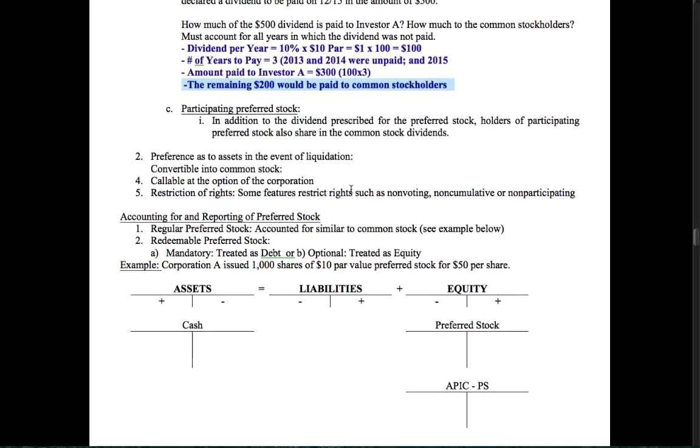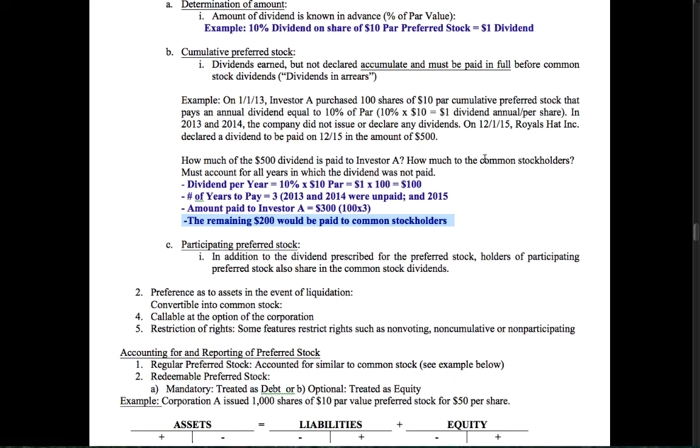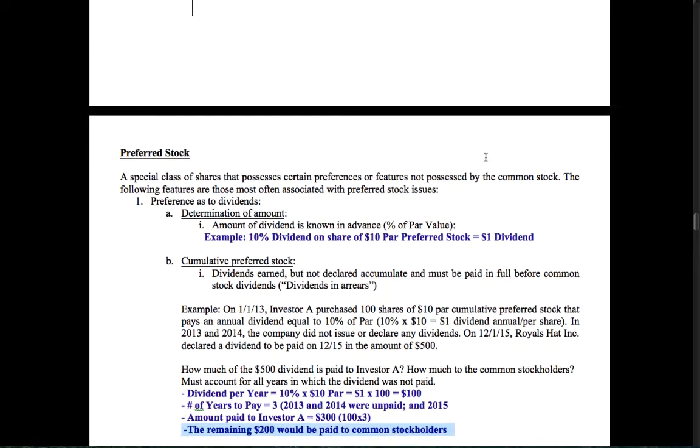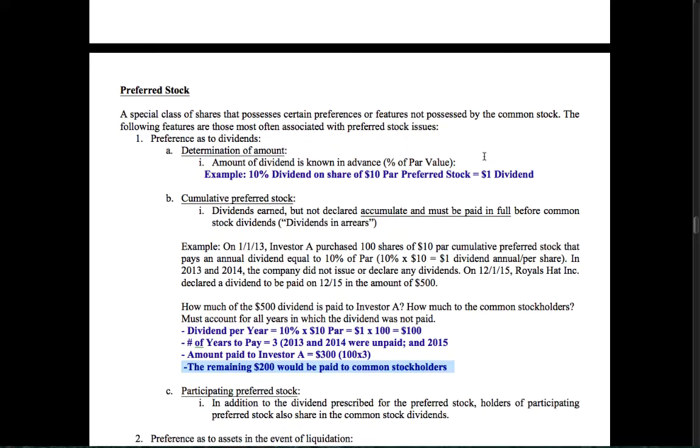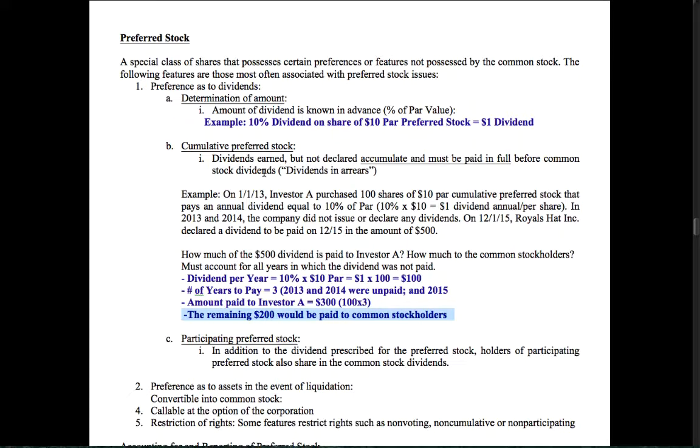A few other things I just want to highlight real quick in terms of the preference as to dividends we just discussed. Make sure that you can calculate the amount of the dividend, given that it may not say this in the example. It may just say essentially this, and you need to know that you need to calculate 10% of par to get the annual dividend amount.